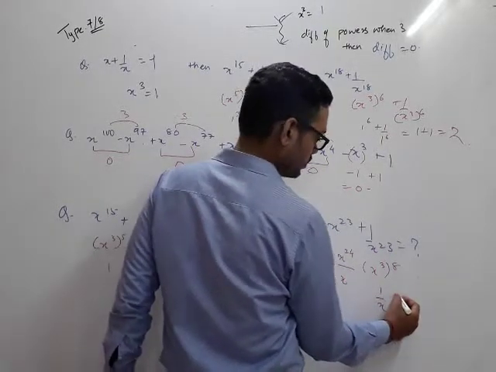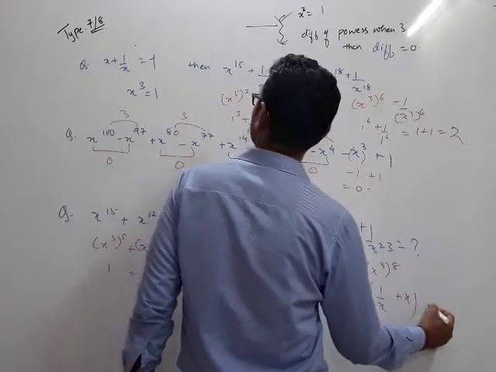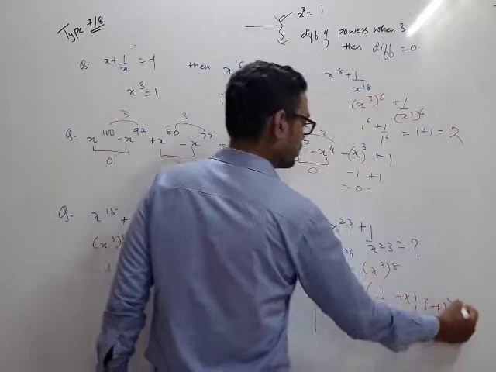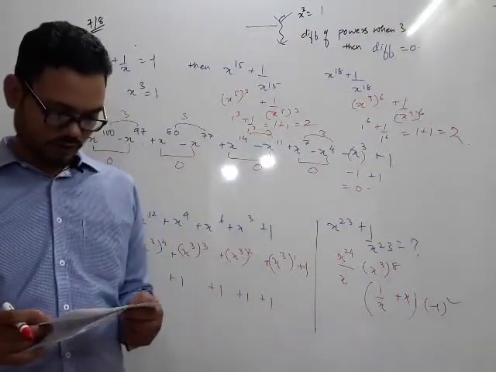Similarly over here it is plus x. So x plus 1 by x is minus 1. So that's how the questions are going to be asked. That's how the solution would be.